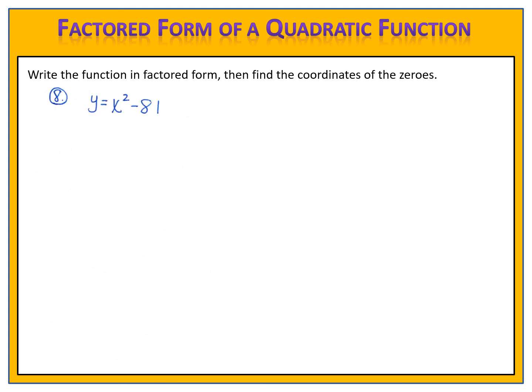The last exercise for today is for you to try. Can you factor this difference of perfect squares, write the function in factored form, and then find the coordinates of the zeros? Please pause the video here and come back when you're ready to compare answers.